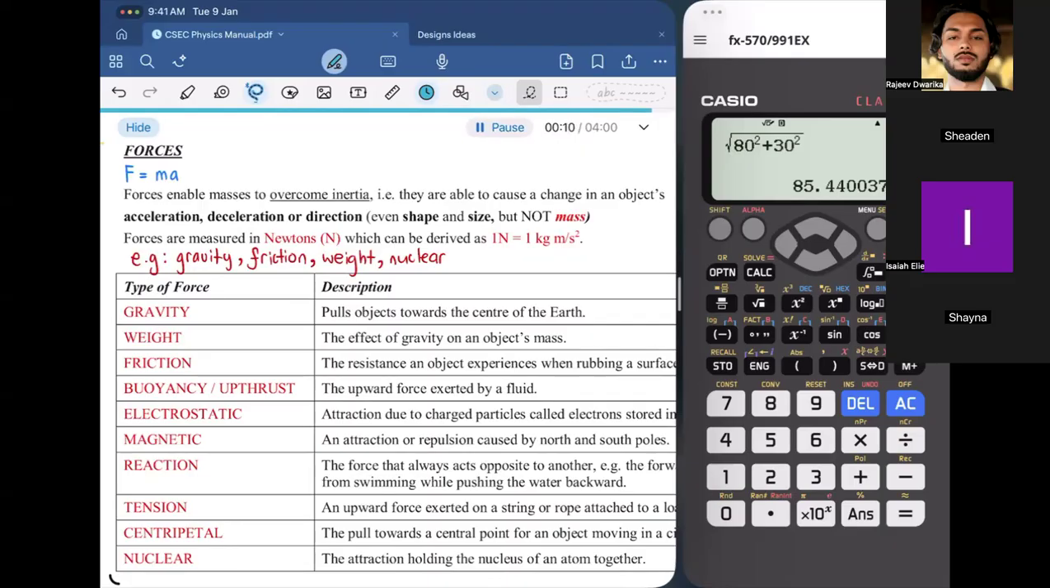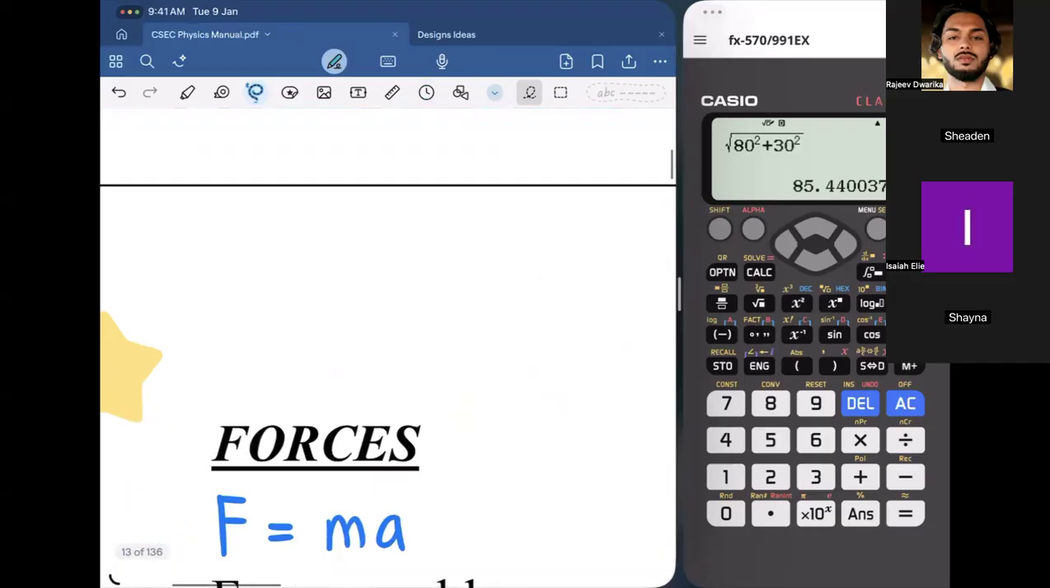I'm done with everything. Okay, Shayna, what about you? And then again, Isaiah? I'm done. Okay, cool. Somebody just remind me, what do we measure force in? Force is measured in what? Newtons, right? Shay, is a force an example of a vector quantity or a scalar quantity?